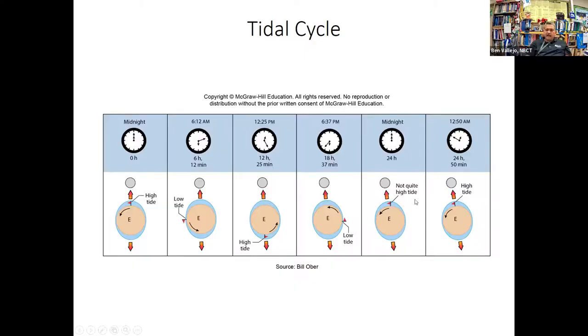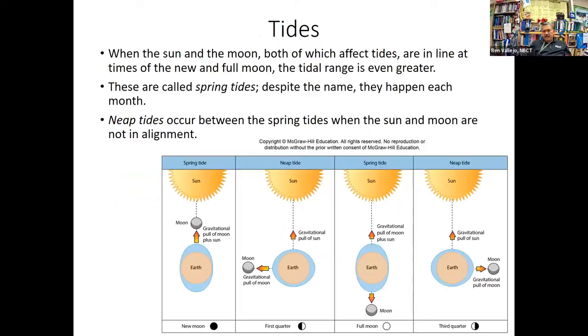It says here not quite the high tide. That's because the lunar time is not our 24-hour day, but it's 24 hours and 50 minutes. So that's why the tide is going to be, if it's midnight on this day at the high tide, it's going to be a different time, 12:50. See that? And so that's why the times of the tides are going to change.